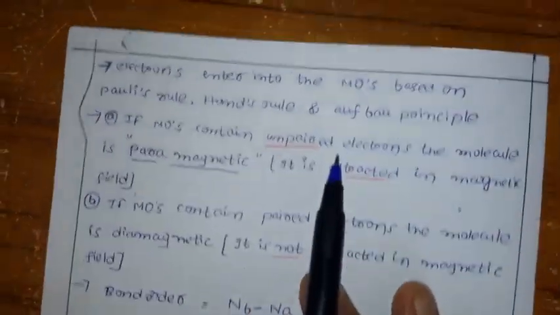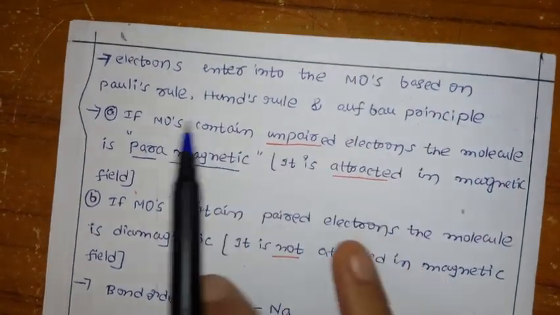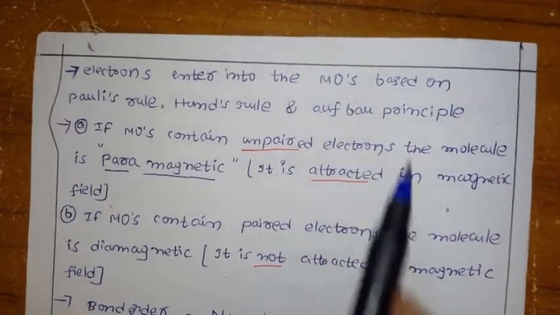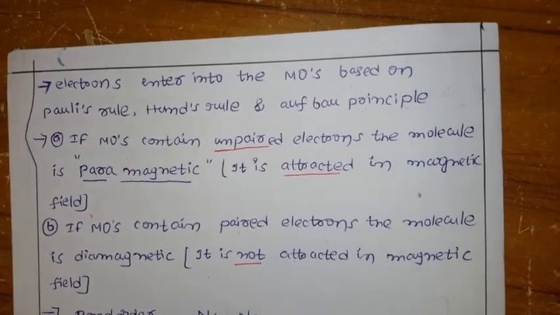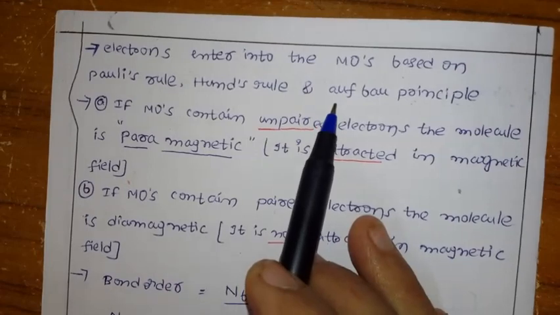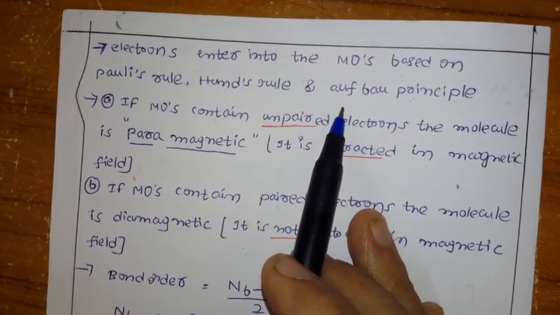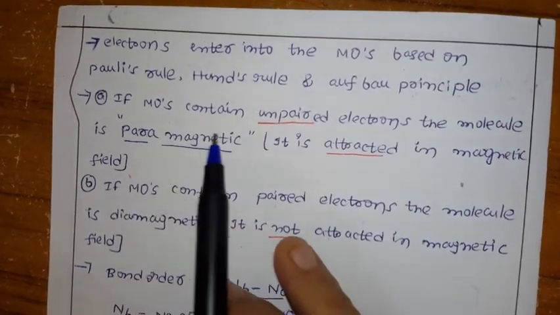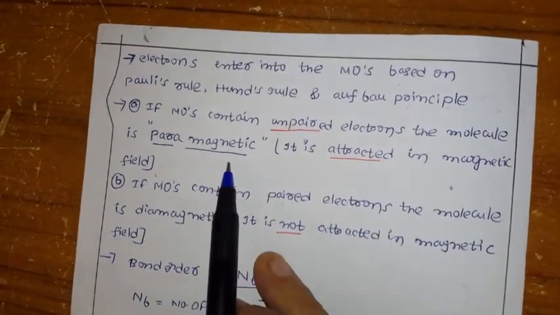Electrons enter into the molecular orbitals based on Pauli's rule, Hund's rule and the Aufbau principle. Already we have the molecular orbitals, and in them we fill the electrons based on Pauli, Hund's and Aufbau. Already we discussed these are some of the salient features of molecular orbitals.